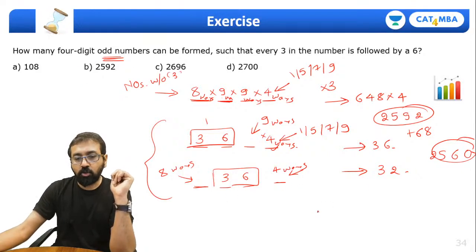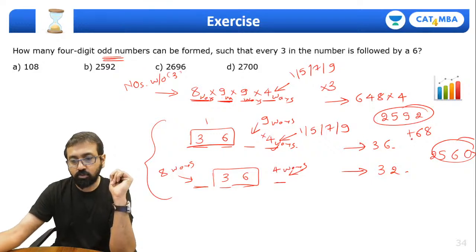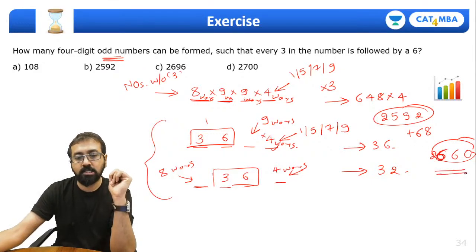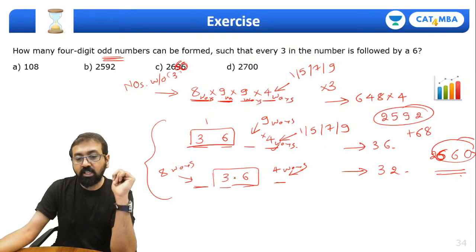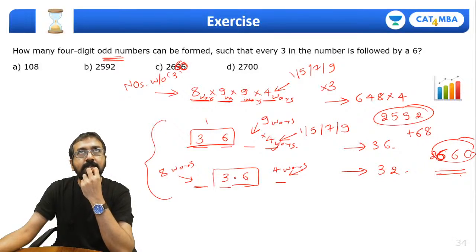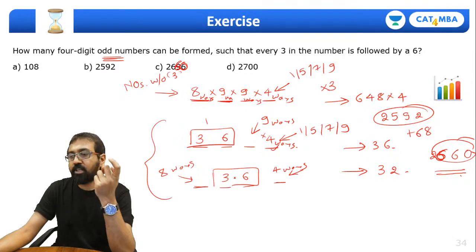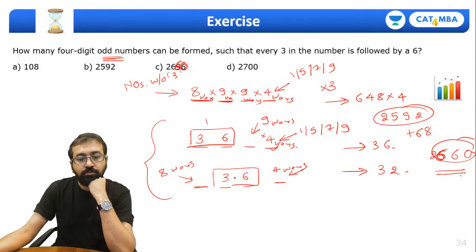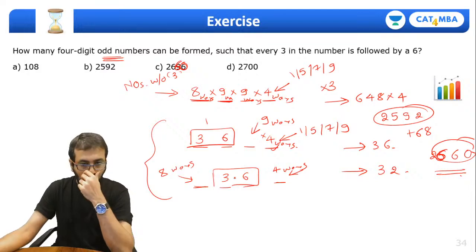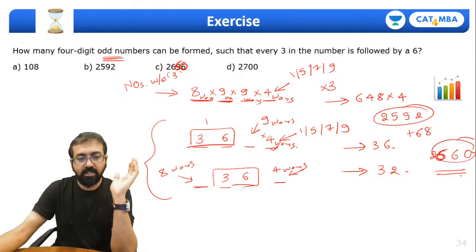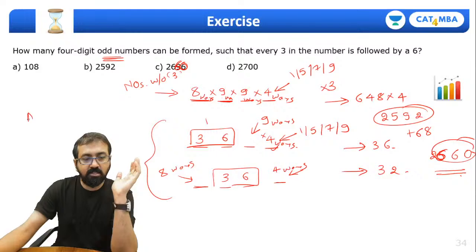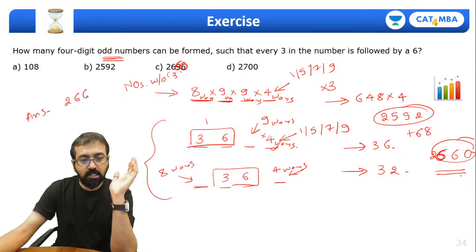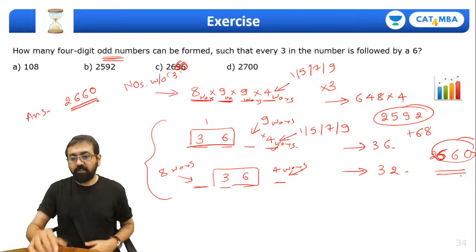So the total number of 4-digit odd numbers is 2660. Guys, this is 2660. So let's make this one 2660. I don't think we are missing any of the cases. We are not missing any case, right? Okay, so let's find it. Its answer is 2660. You can always check that.